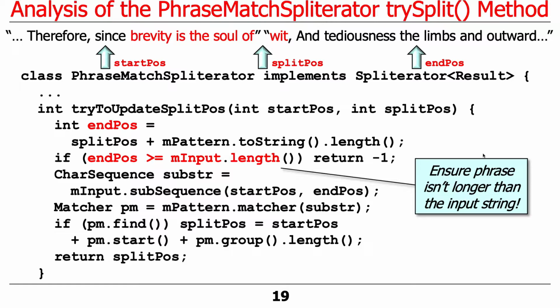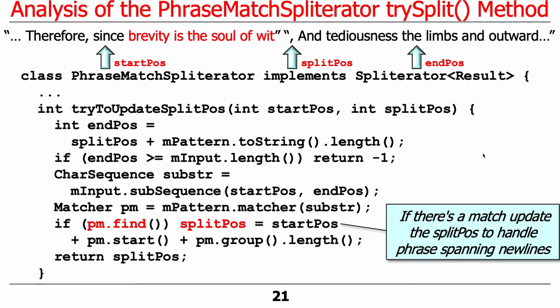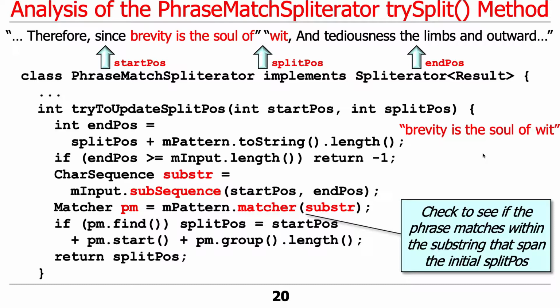If it's big enough, then we're going to call subsequence at the start position to the end position. Once we get this subsequence, we go from here to there. This is the new subsequence, ignoring the fact we haven't split anything yet. This is the subsequence from the start to the end. And then we check this pattern matcher, which is going to match the regular expression, which in this case was brevity is the soul of wit, in this region.